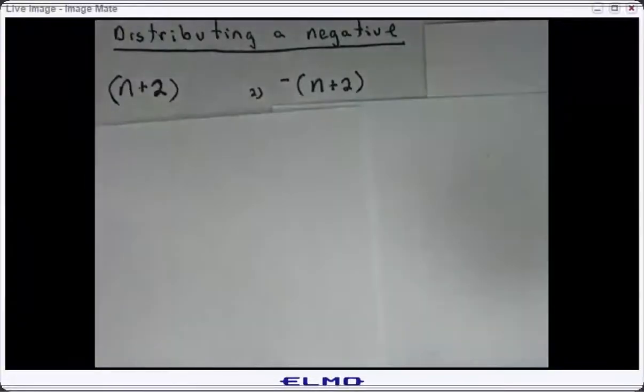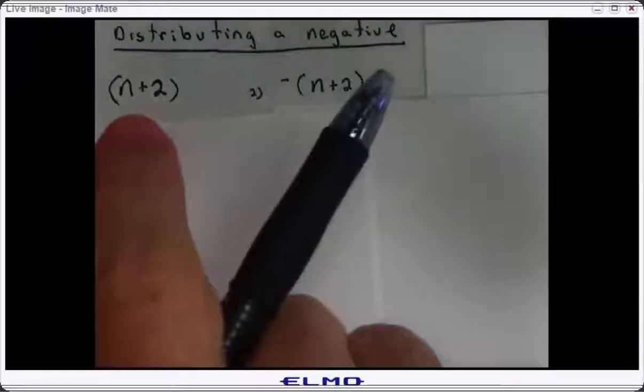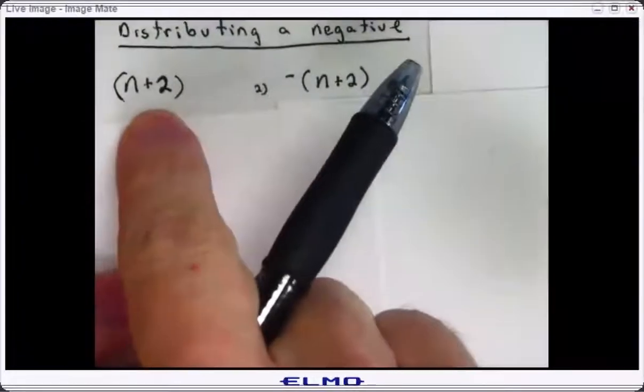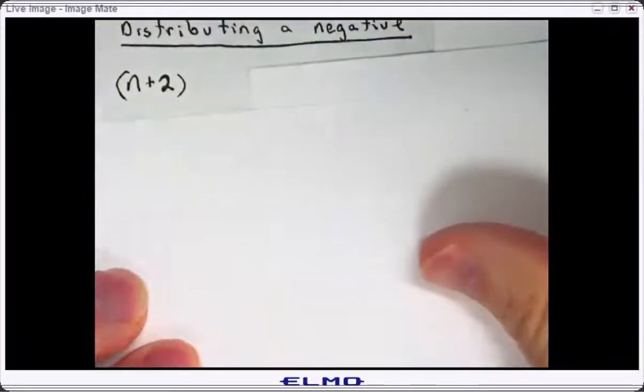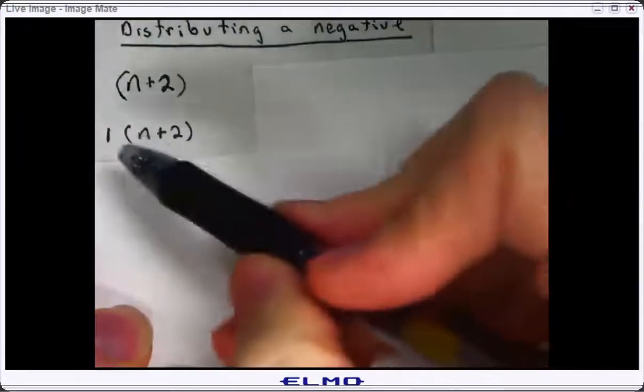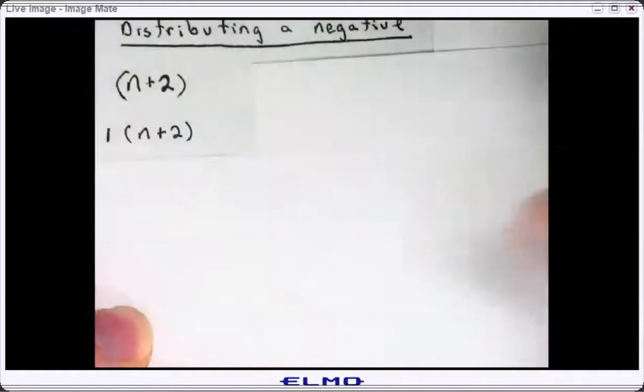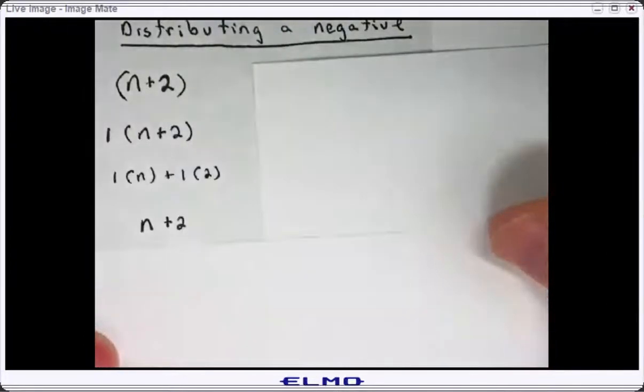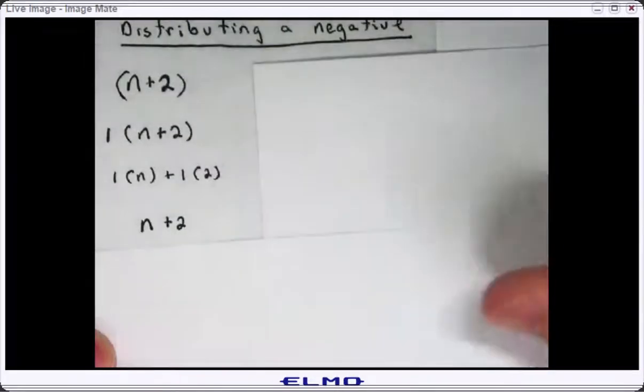This lesson is on distributing a negative. On number 1 here, n plus 2 in parentheses, we need to understand that there is a 1 understood to be outside of parentheses, which really doesn't matter because if I distribute this 1, 1 times n is 1n and 1 times 2 is 2. No big deal, nothing changed.